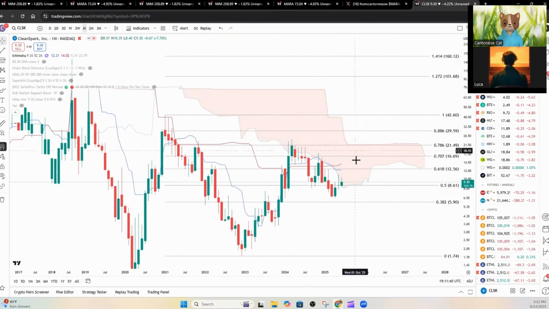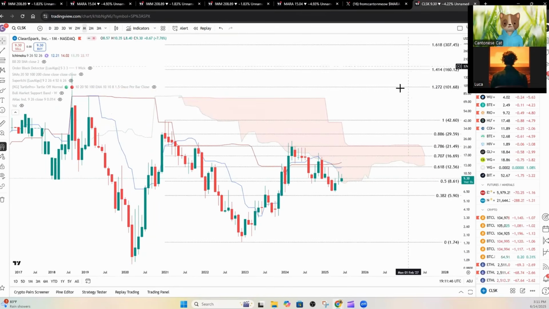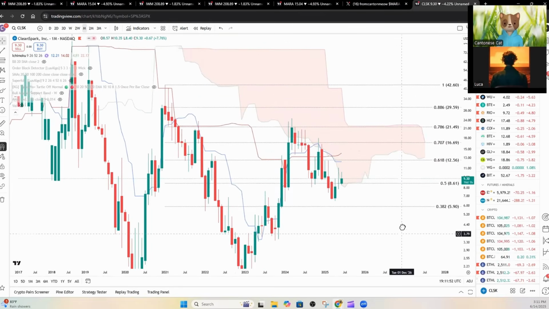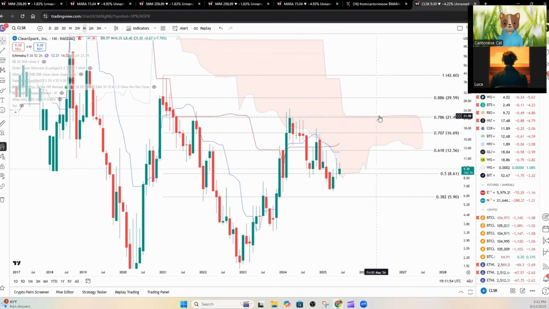Once it gets there, if we break that, then some of the hard targets are possible. And I'm not even going to talk about what the hard targets are because I think it's kind of dumb to say one level at a time, right? But it's kind of crazy how right now the top of the Ichimoku cloud, which is going to be the resistance level right there, is right at the 0.786 log fib.